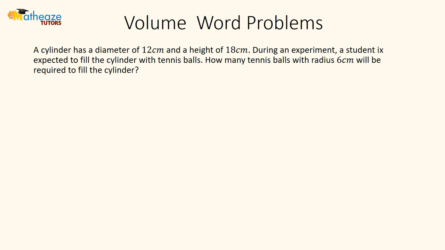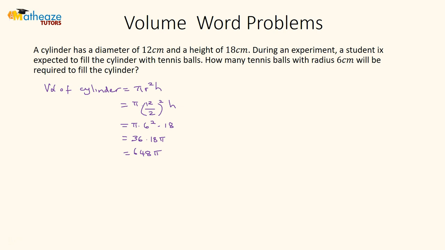So the volume of the cylinder is pi r squared h, which is pi times 12 over 2 squared times h, which is pi times 6 squared times 18. This is going to give us 36 times 18 pi. So let's call that 648 pi.